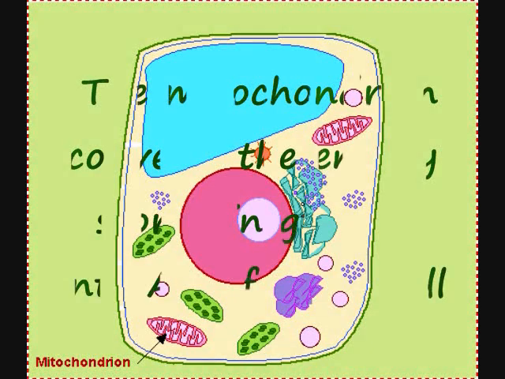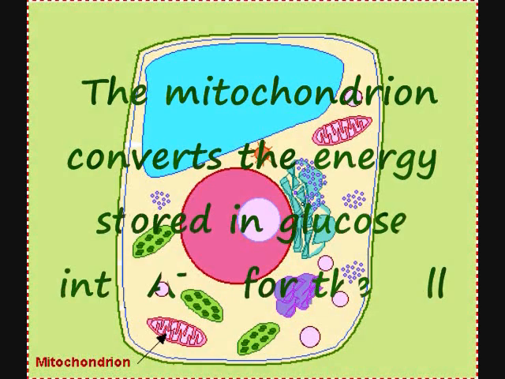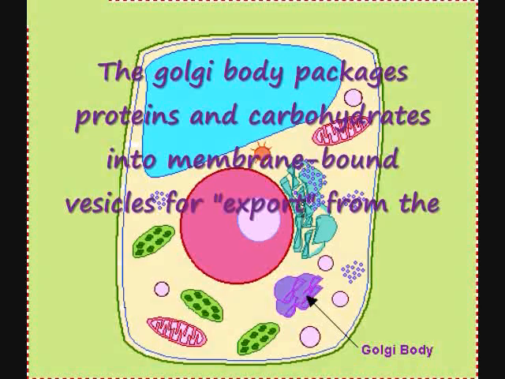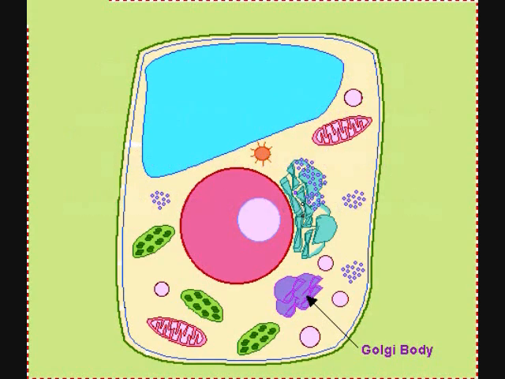Mitochondria, spherical or rod-shaped organelles with a double membrane. The mitochondria converts the energy stored in glucose into ATP for the cell. Golgi body, also called the Golgi apparatus or Golgi complex, a flattened, layered, sac-like organelle that looks like a stack of pancakes and is located near the nucleus. The Golgi body packages proteins and carbohydrates into membrane-bound vesicles for export from the cell.